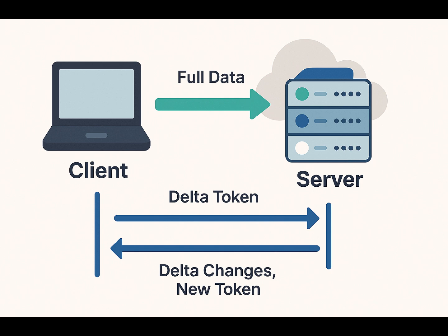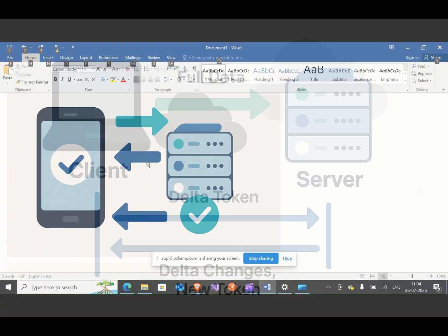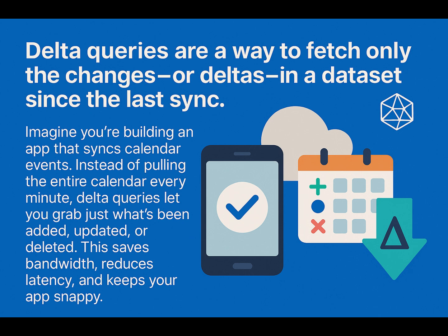So let's break it down. What are Delta queries? Delta queries are a way to fetch only changes, or deltas, in a dataset since the last sync. Imagine you're building an app that syncs calendar events instead of pulling the entire data every minute. Delta queries let you grab what's been deleted, updated, or added. So this saves bandwidth, reduces latency, and keeps your app snappy.